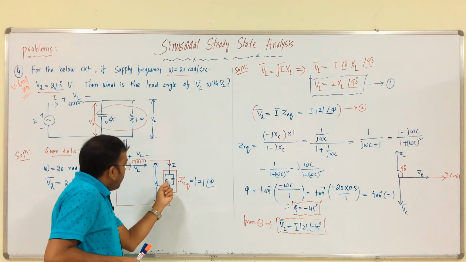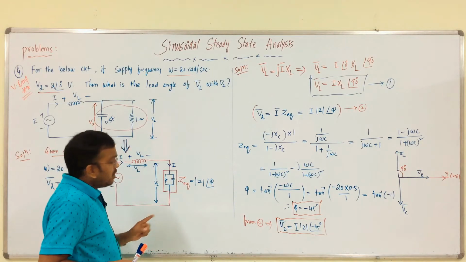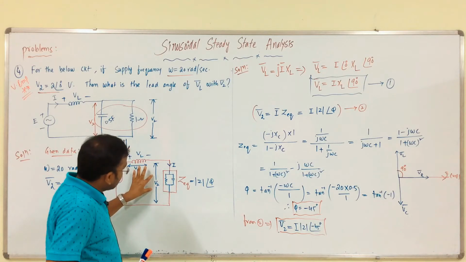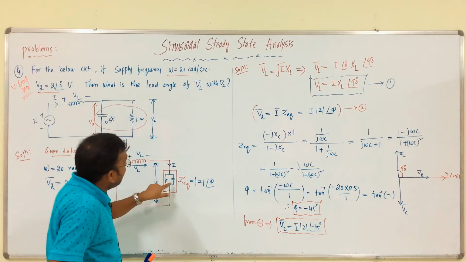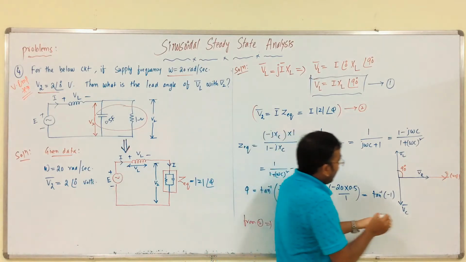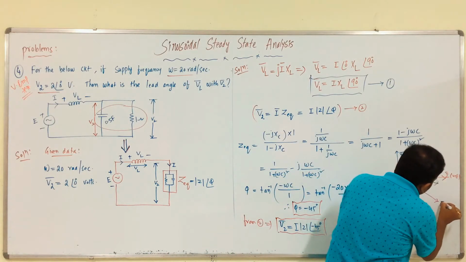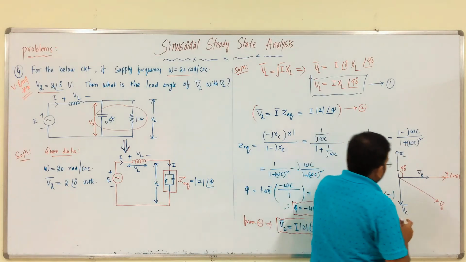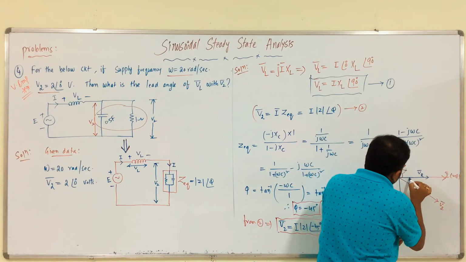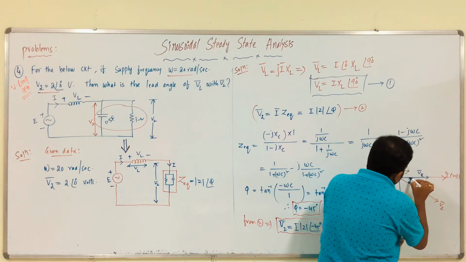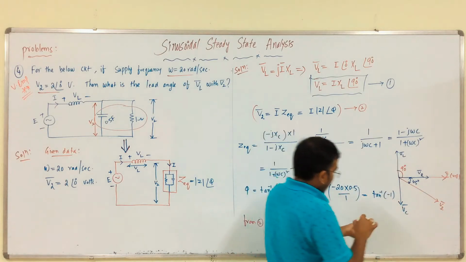Parallel combination of R and C. Therefore, V2 is present between VR and VC, right? This is V2. What is the angle here? This is 45 degrees.